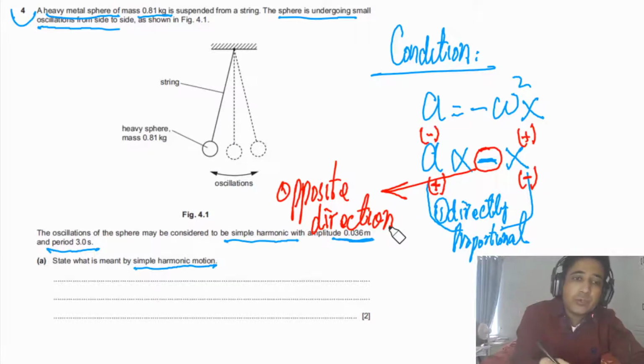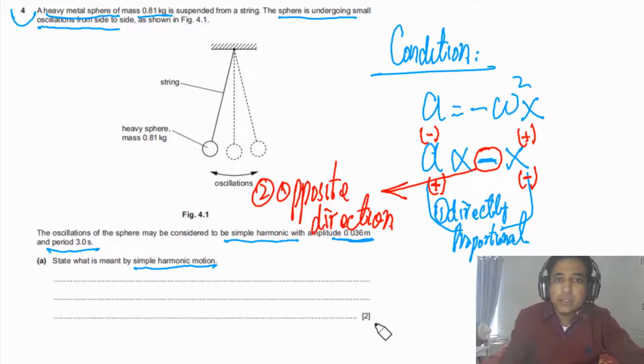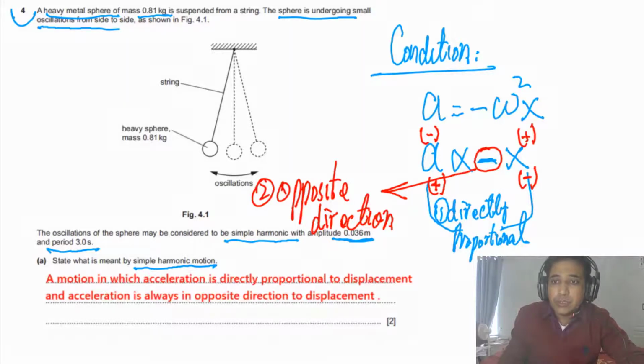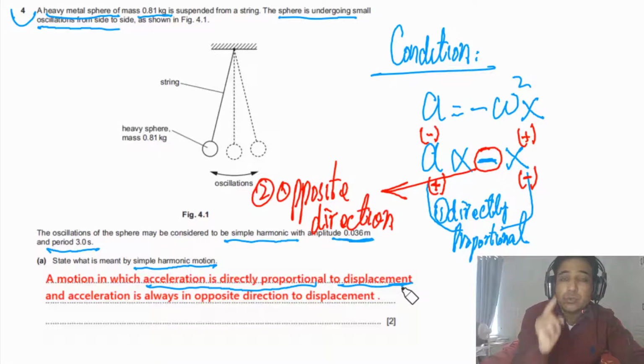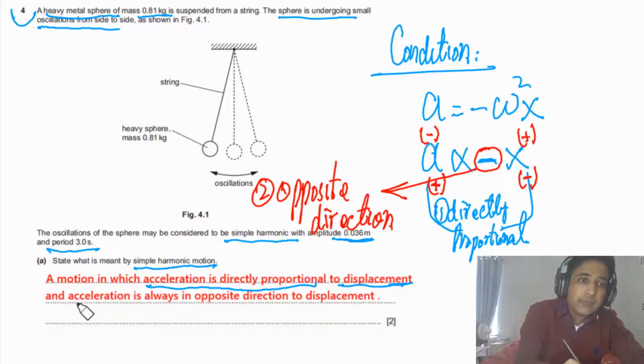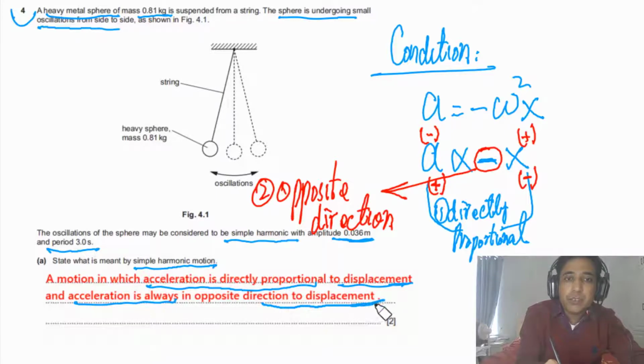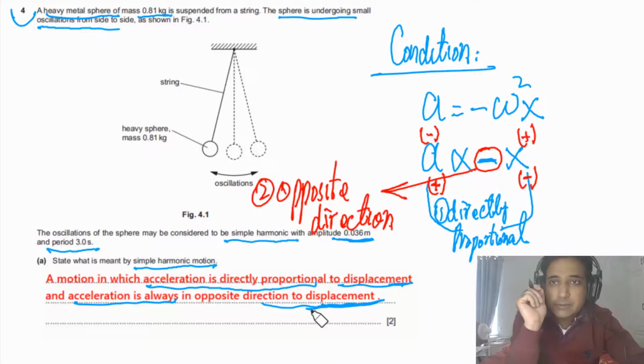And if you write down these 2 points, you will get 2 marks. This question has 2 marks. So let me show you how you can write down your answer. In the answer, you can mention these 2 points. You can say motion in which acceleration is directly proportional to displacement. So you will get 1 mark, and the second one, acceleration is always in opposite direction to displacement. You will get the second mark.